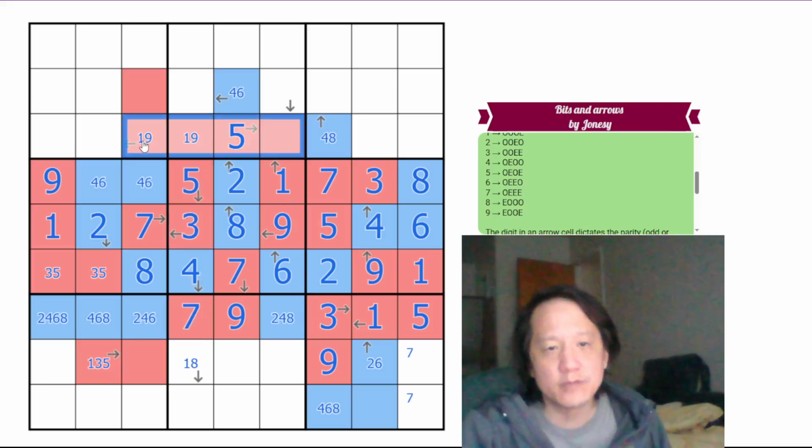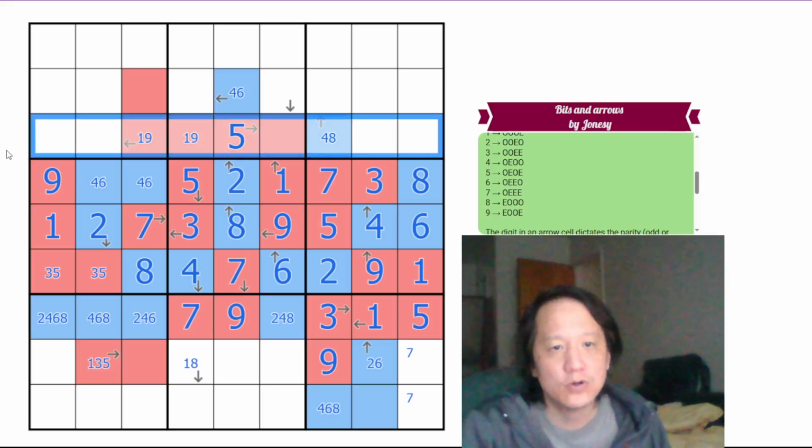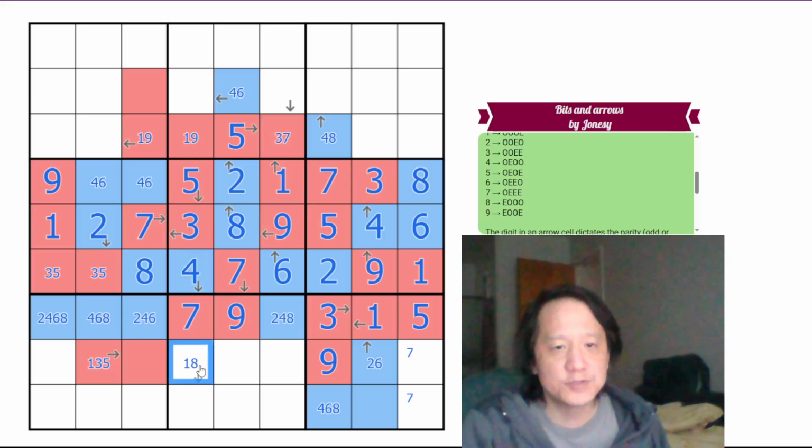Okay, we have a 1, 9, 1, 9 pair in row 3, which eliminates 1, 9 in the rest of the row. So this is 3 or 7. If this is 1, that would mean these are all odd. That's 5 odds. So this would have to be even to start with, except that the 1 forces that to be odd. So this cannot be 1. This has to be 8. So these are both even. So it's even, odd, odd, odd for the 8.